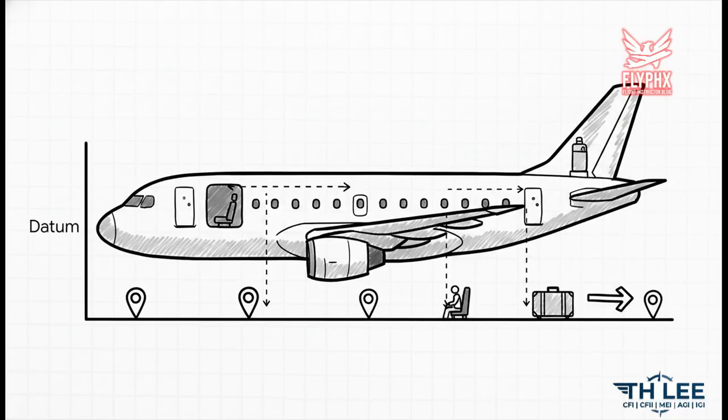To make all this measuring a bit easier, manufacturers divide the airplane up using stations. You can think of stations kind of like house addresses on a street. They tell us exactly where a passenger, a seat, or a piece of luggage is sitting relative to that datum line we just talked about. So, if an item is located at station positive 50, it just means it has an arm of 50 inches aft or behind the datum.